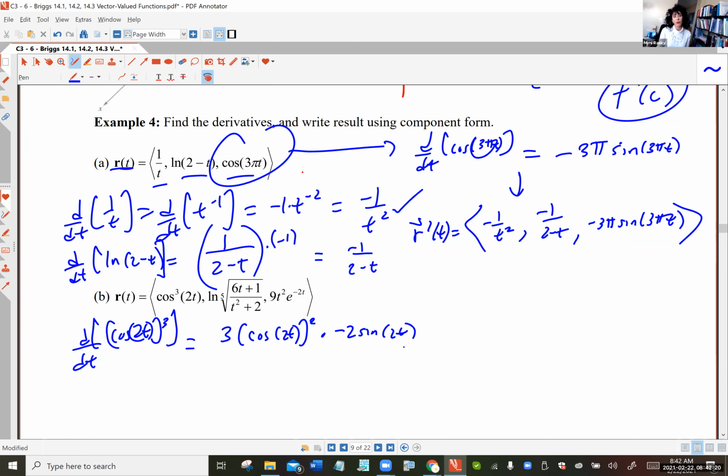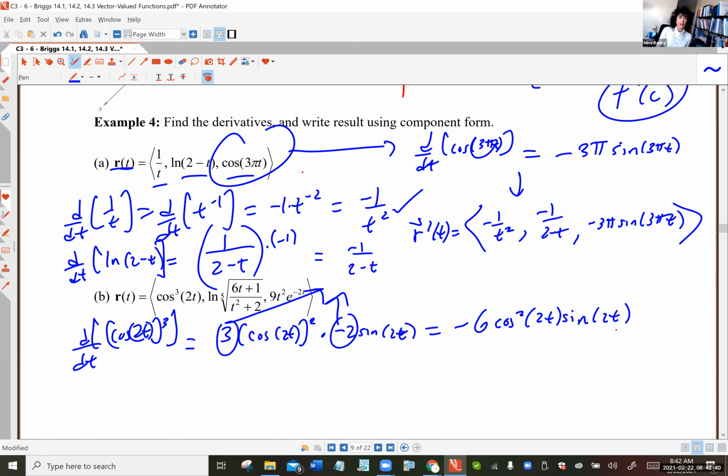Clean this up, otherwise I will not give you full credit. What do I mean by cleanup? Please multiply the 3 and the negative 2, which is negative 6, and put your coefficients in front. Then you've got your cos squared 2t multiplied with your sine of 2t. And so we're done taking the derivative of the first component.